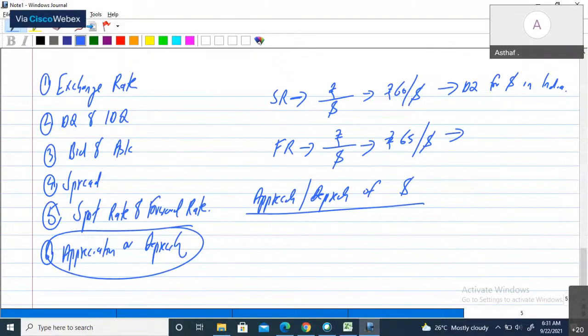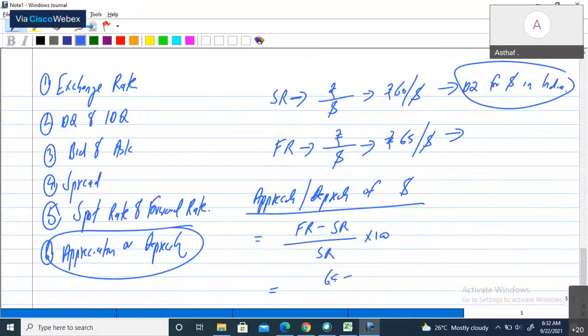So look, my dears, this is your dollar rate. Dollar is the direct quote, so you can do it simply. Appreciation is your forward rate minus spot rate, divided by your spot rate, into 100. What is your forward rate? 65. What is your spot rate? 60. So the percentage will be 5 by 60 into 100.